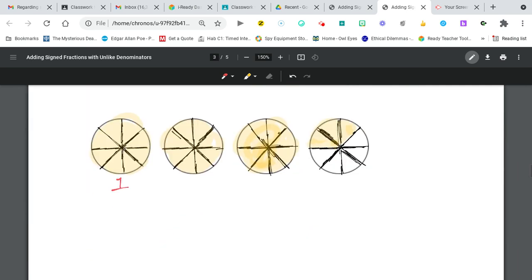I have 1 whole circle shaded, 2 whole circles shaded, 3 whole circles shaded, and 1, 2, 3 pieces out of 4, 5, 6, 7, 8. So I got 3 eighths. So this ends up equaling 3 wholes and 3 eighths. But if I decide to take one of these away and put it with this one, then this is 1, 2, 3, 4, 5, 6, 7, 8. That's 8 eighths. So I'm going to take these 8 eighths and put it with these 3 eighths.